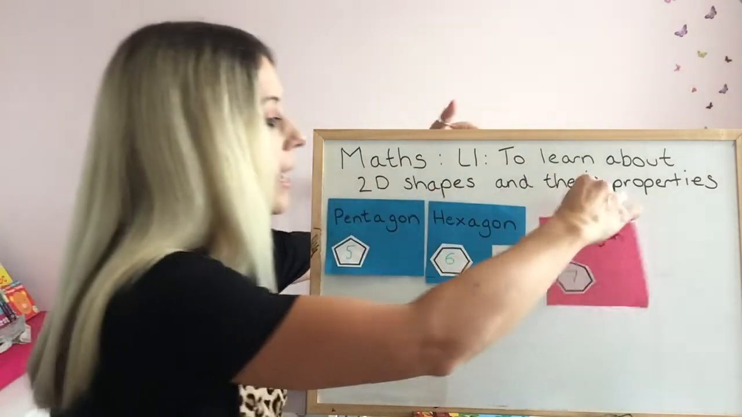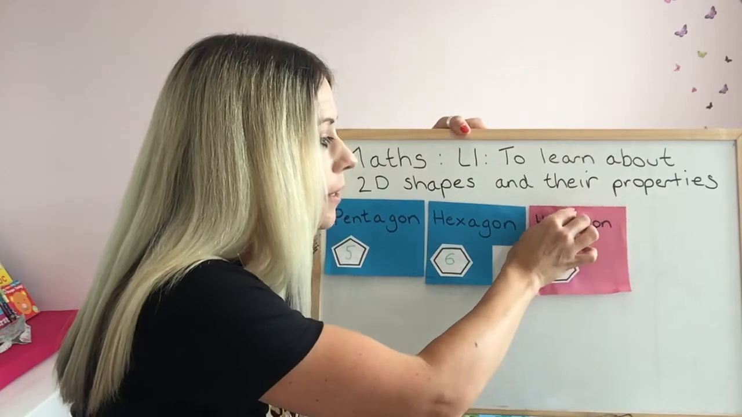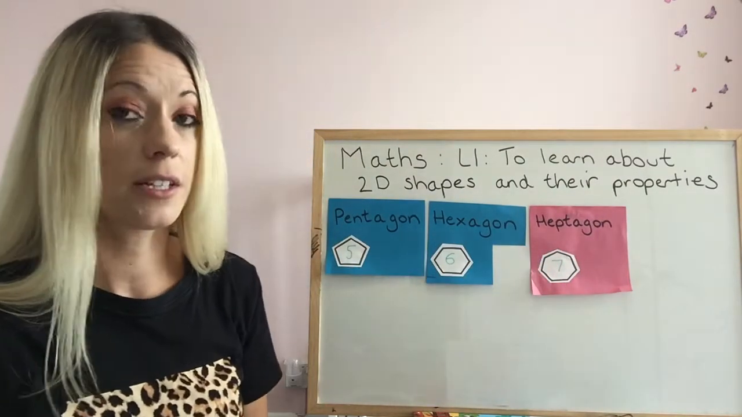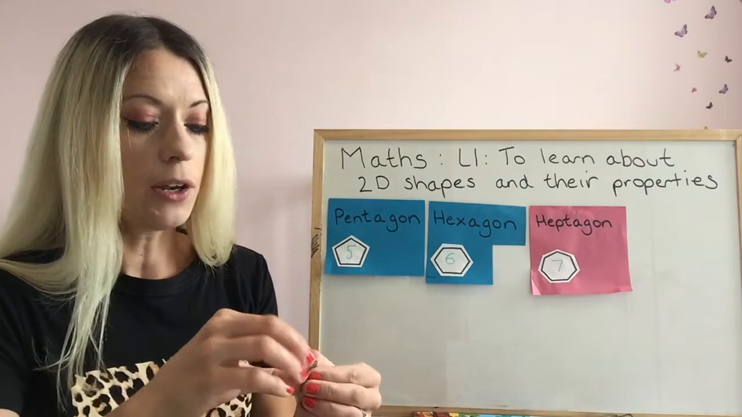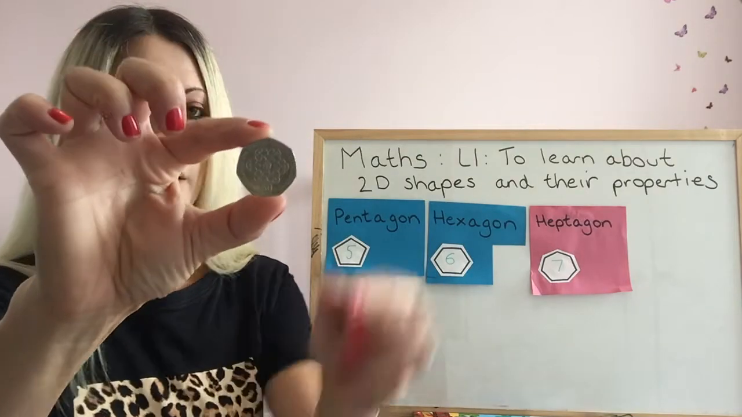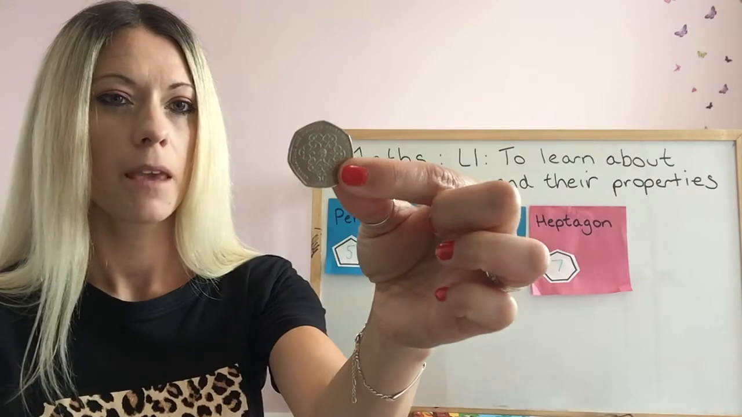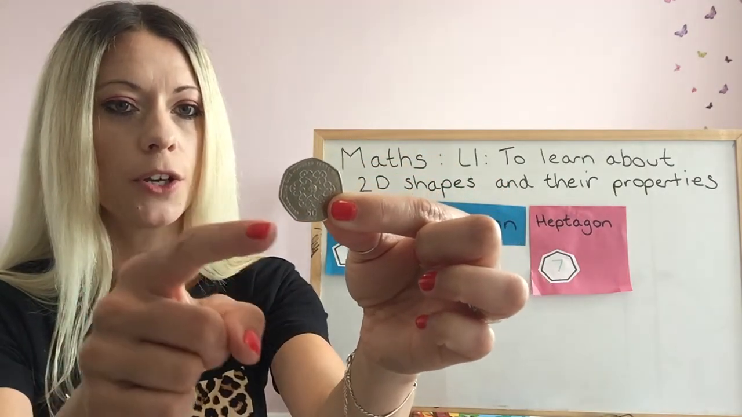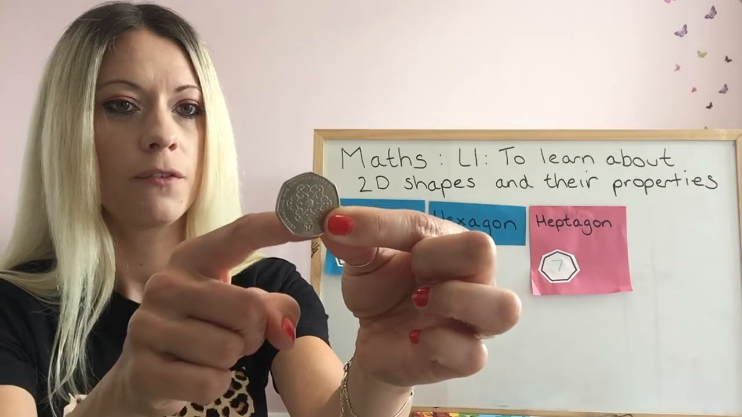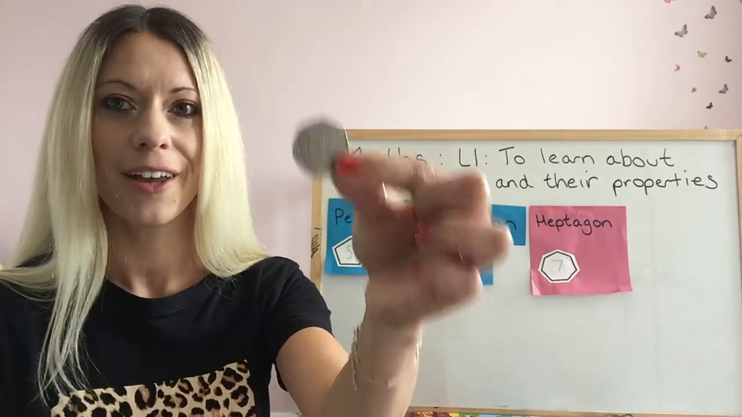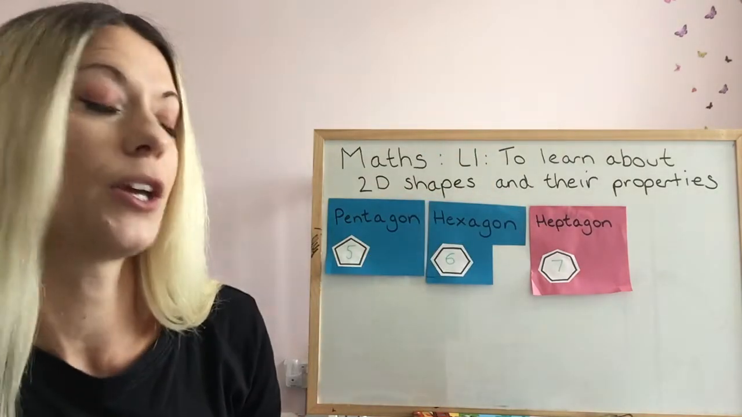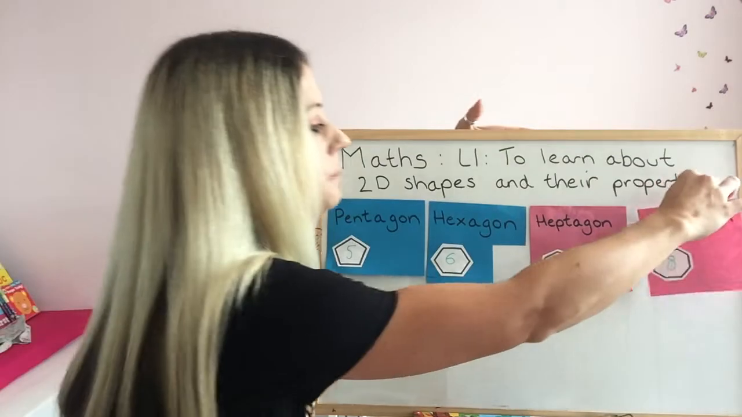Next, we have a heptagon. Heptagon that has 7 sides. Have a look for a 50p. Count the sides on a 50p. 1, 2, 3, 4, 5, 6, 7. A 50p is a heptagon shape. See if you can find other things with 7 sides.